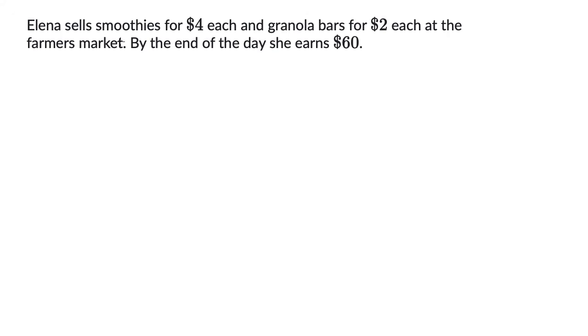We're told that Elena sells smoothies for $4 each and granola bars for $2 each at the farmer's market. By the end of the day, she earns $60. So what I want to do is express this statement in an equation, and then see if I can graph that equation, and then maybe I'll manipulate it algebraically in different ways to see what I can tell about it.